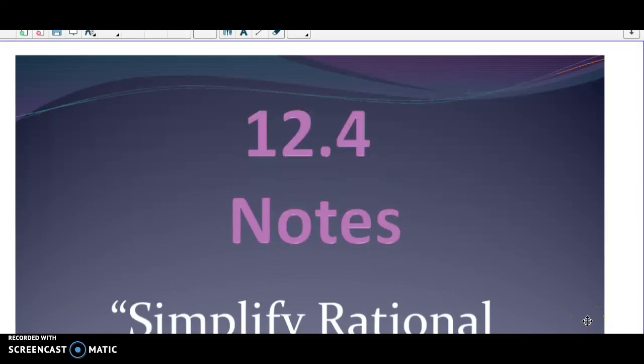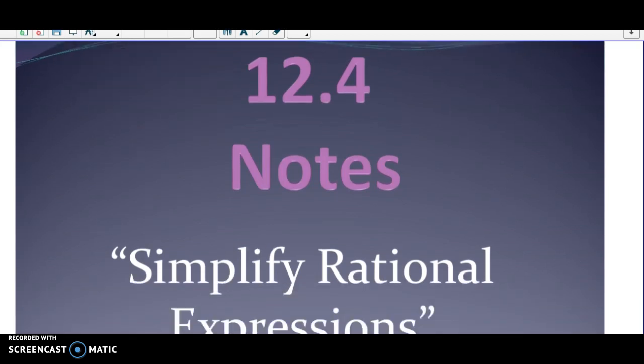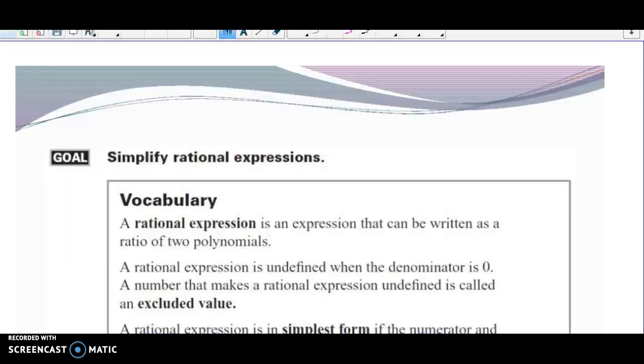All right, algebra, let's check out 12.4. So in this topic, we are simplifying rational expressions. So similar to what we've been doing, but a little bit different look.